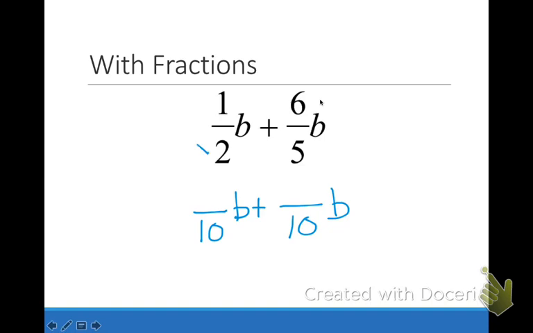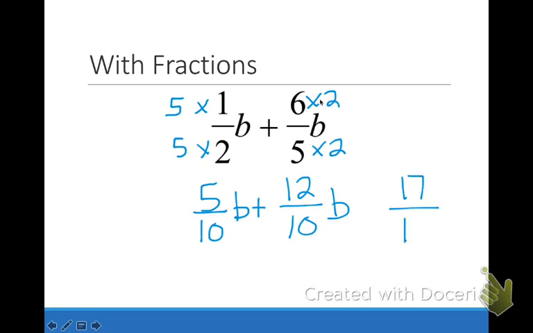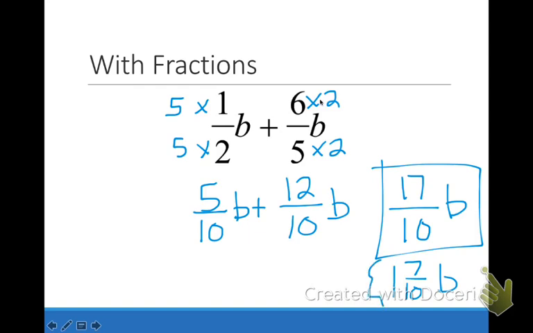So I'm thinking 2 times what gives me 10, and that is 5. So I also need to multiply 1 times 5, and that will give me 5/10 b. The second one, it's 5 times 2 equals 10, so I'm going to do 6 times 2 equals 12. And now I need to add my numerators. 5 plus 12 is 17. My denominator stays the same. And for today, it is okay if you leave it as an improper fraction. However, if you did convert it to a mixed number, it would be 1 7/10 b. Both of those answers would be just fine.